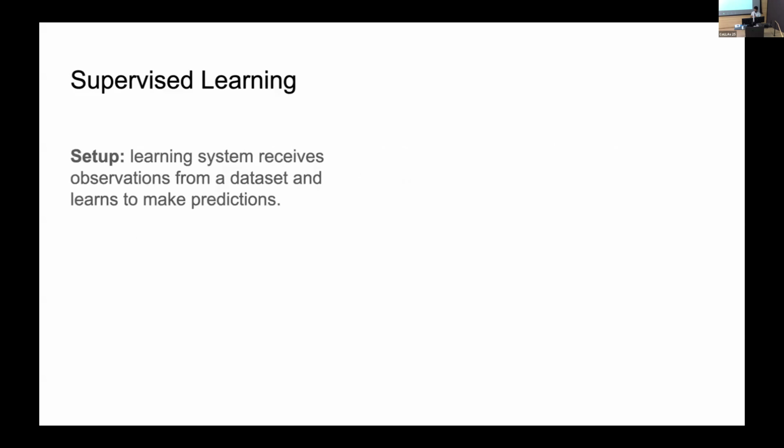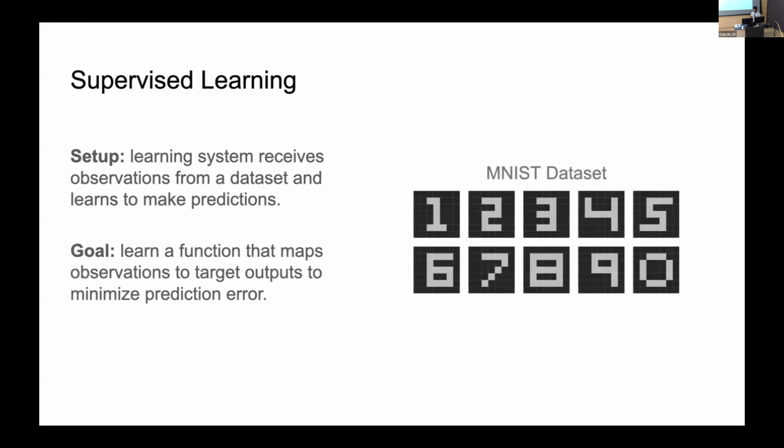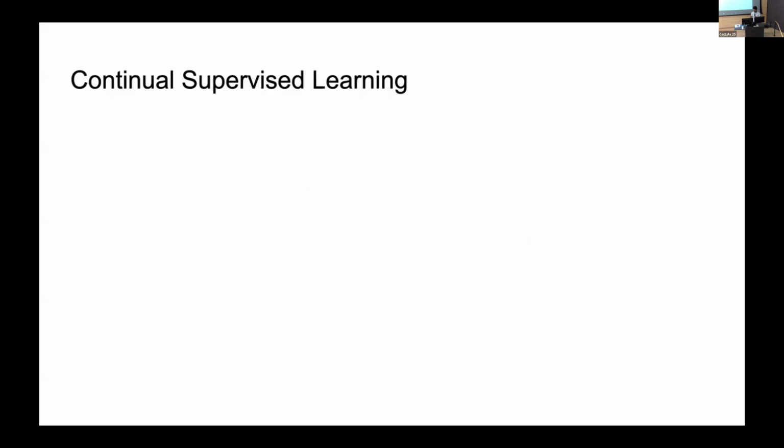So supervised learning, as we all know, is the setup where you have a learning system that receives some data and it learns to make predictions. And the goal is to learn some function that maps the inputs to the outputs while minimizing a loss function. So you can think of the classic MNIST where you have images of digits labeled from 0 to 9, and there is a corresponding label for the digits.